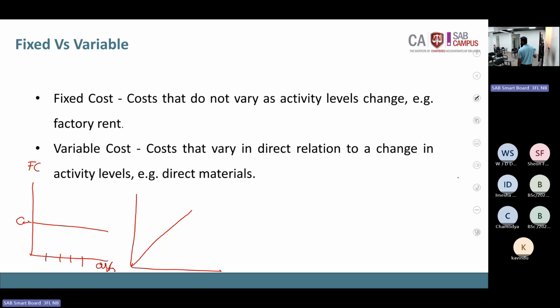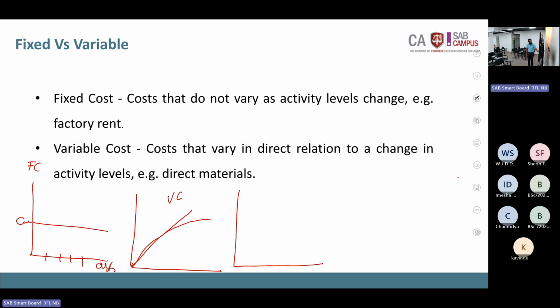Even though we draw this line like this, when we look at practical situations, it actually decreases like this. Right? That means when we make products, the variable cost per product decreases. There can be different savings, right? So this is the variable cost.